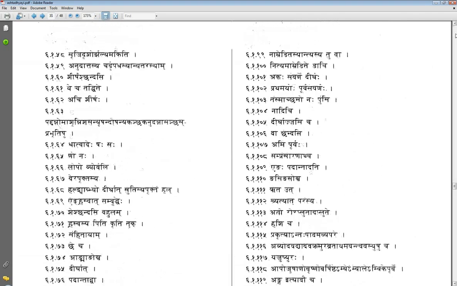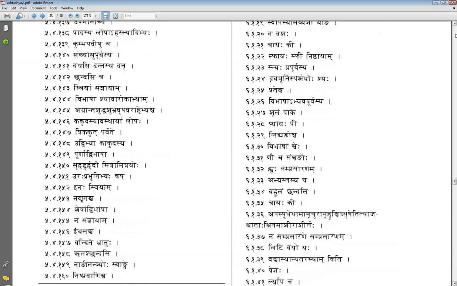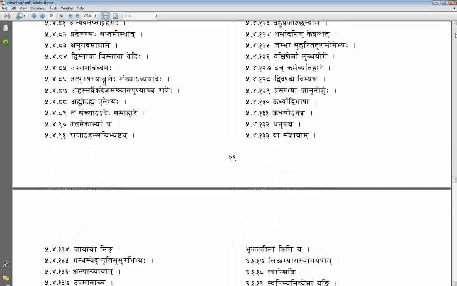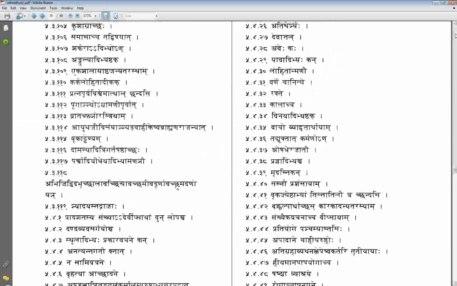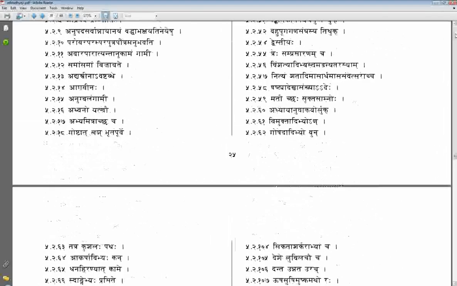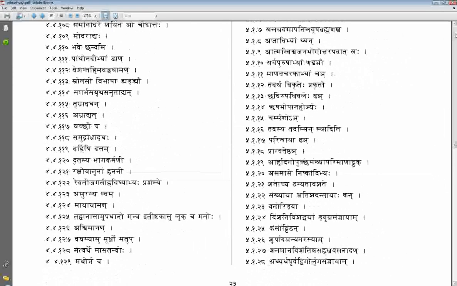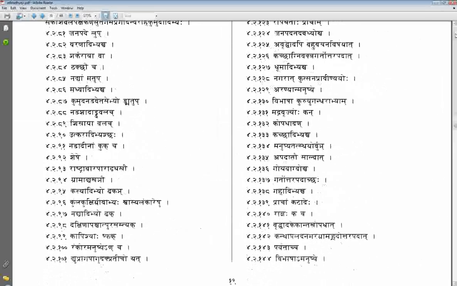Now why did Panini not put this sutram there and put it here? For a couple of reasons. Firstly, as I mentioned to you, he has to keep in mind the grouping of the sections. So this section 7.1 is the entire Pratyaya Adesha section. So he wants to put it there.